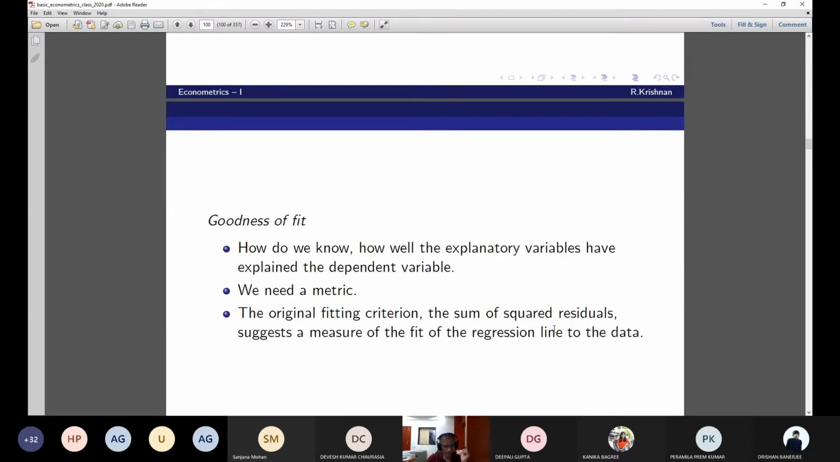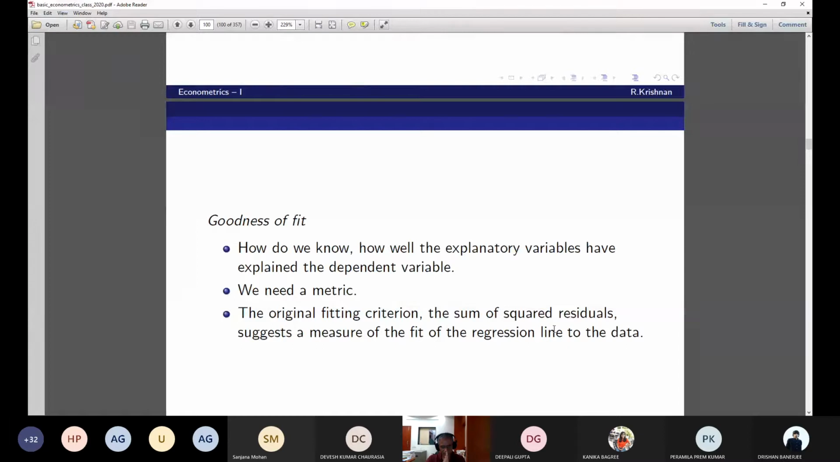The one measure that is universally used, especially in linear regression, whether single or multiple linear regression, is called the R square. Regression goodness of fit is called R square. In time series also we use R square, but it has less significance in the time series context. It is very useful and very important in the cross-section context. So the metric is called R square.